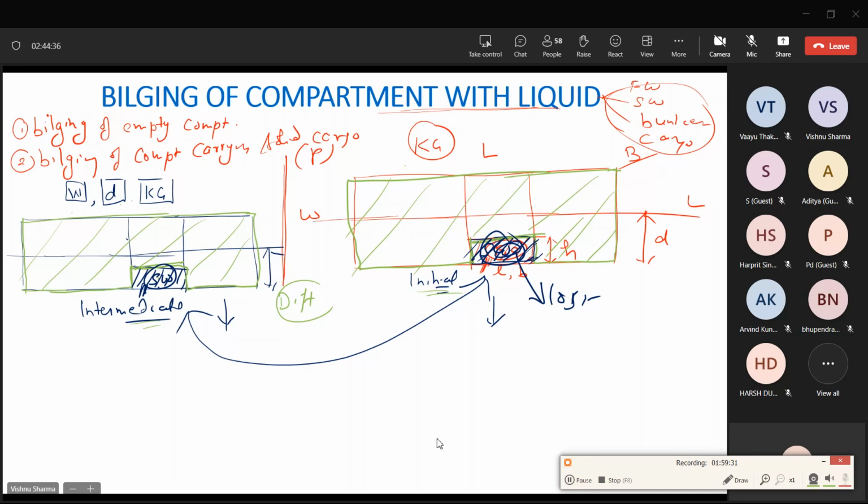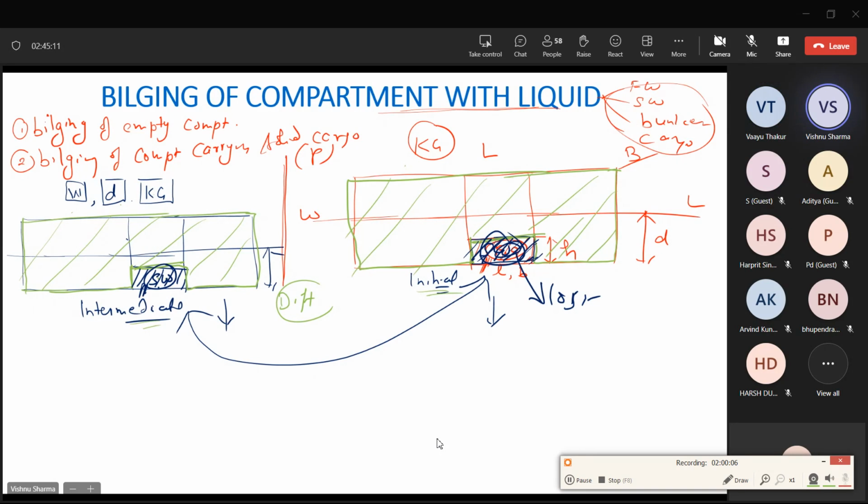Tell me. Yes or no? Guys, after bilging, would both the ships be in the identical condition? Yes or no? Yes, sir. Both will have their DB tank filled full of salt water. And rest of the thing is same. In any case, same. The only difference was DB. Now the DB has also come to the same condition. Yes or no?